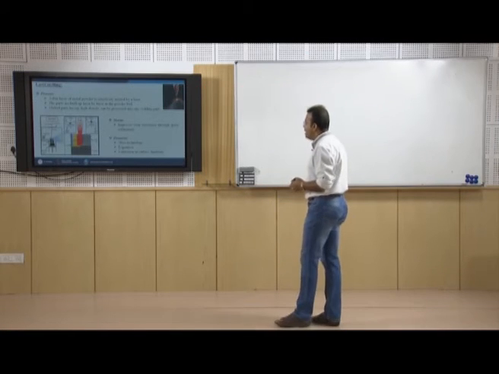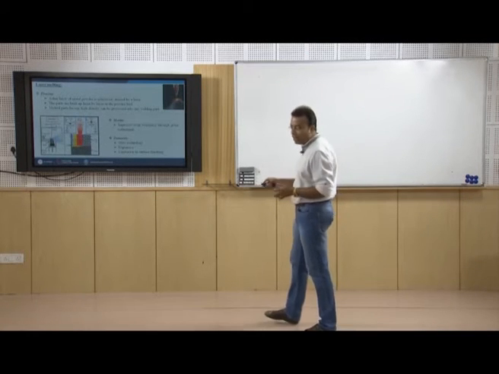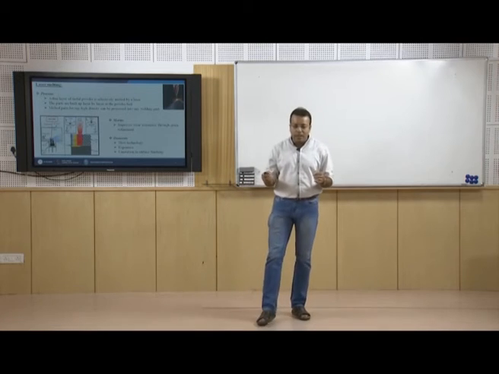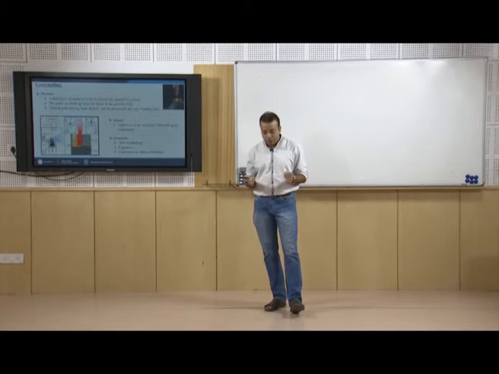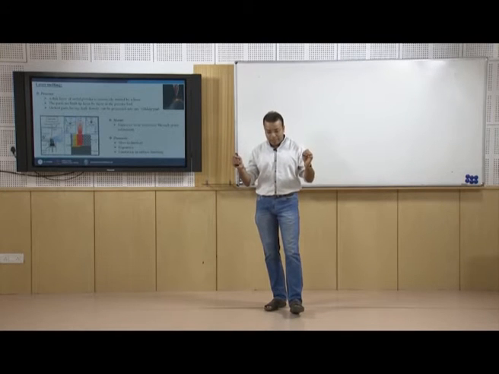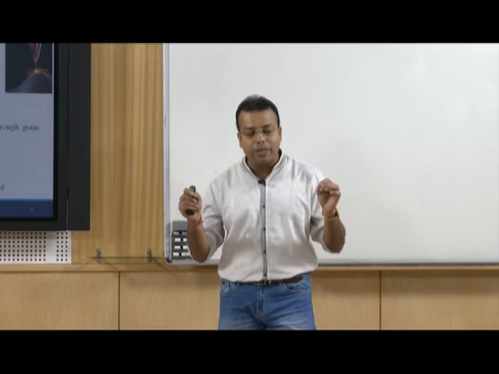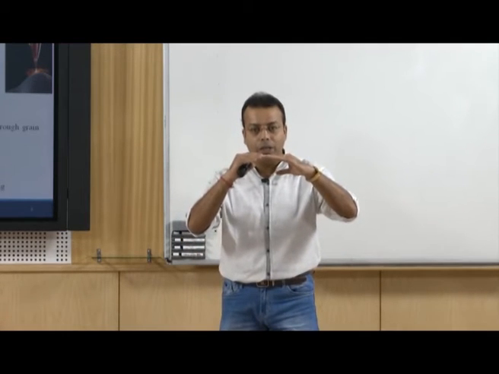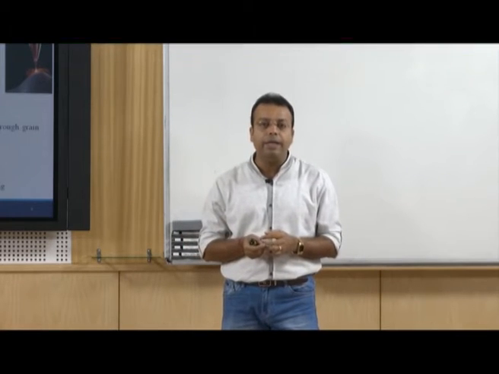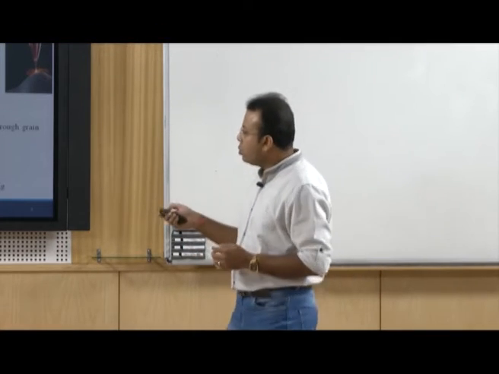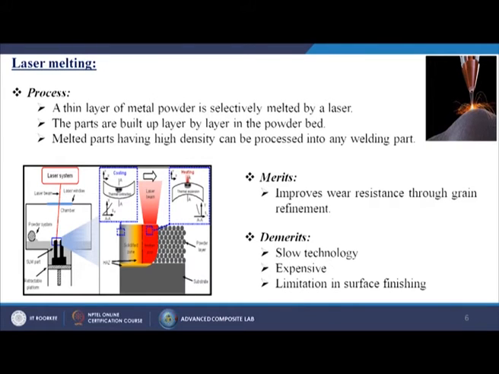The next one is called laser melting. From the name itself we can understand that here we are using a laser as the source for heating the materials. We heat the materials up to a certain temperature below the melting temperature, otherwise the metal will be in liquid form. Here generally we use a carbon dioxide laser or an Nd:YAG laser just to heat the material.